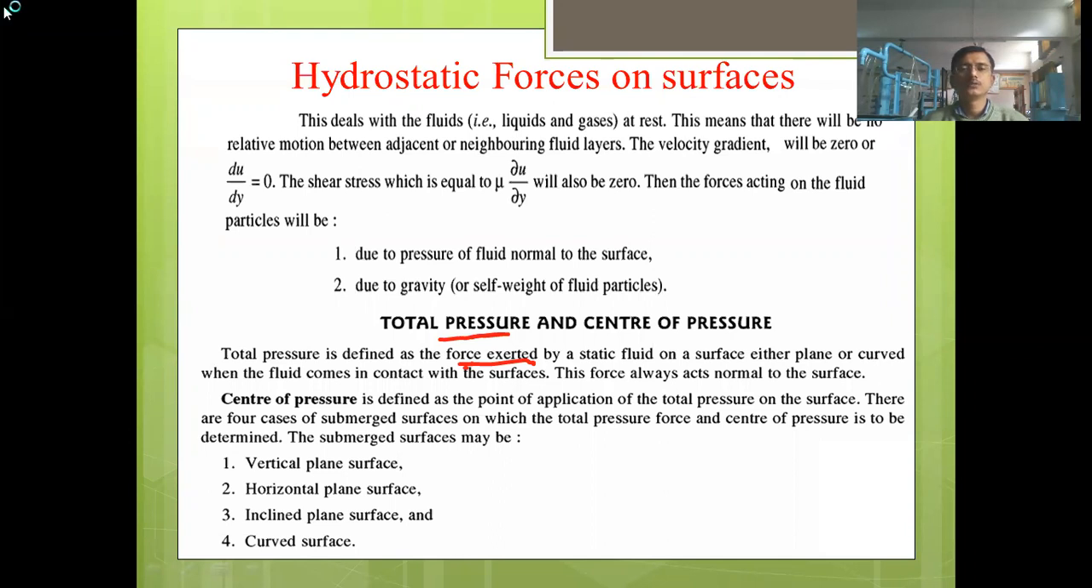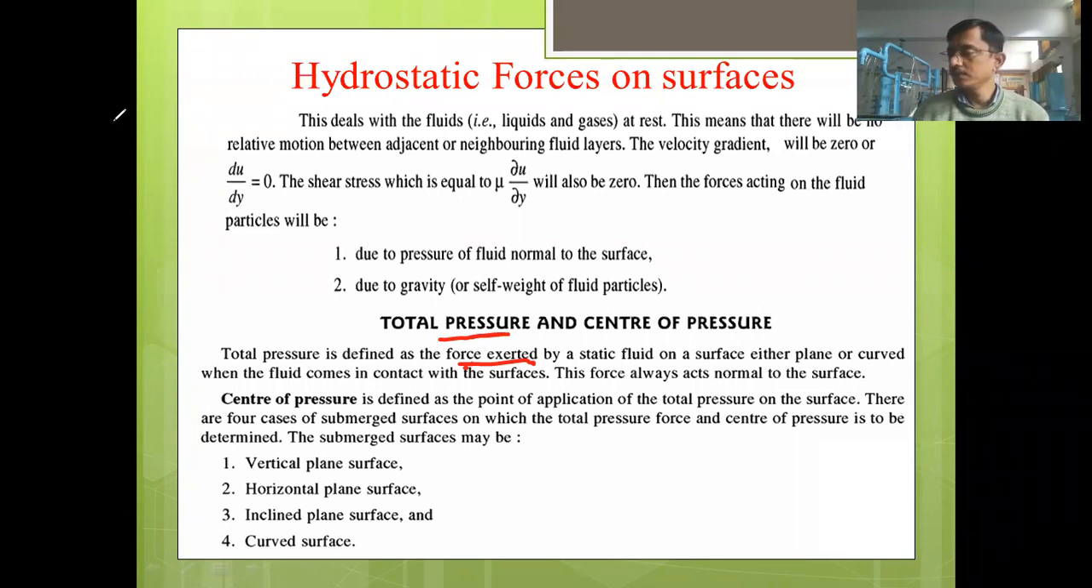Liquid always applies the pressure force on the surface which is coming in contact with it. Now this is a bottle of water. The liquid present inside is exerting pressure on all the surfaces which are coming in contact with it. That can be a curved surface like this, or a plane surface like this.